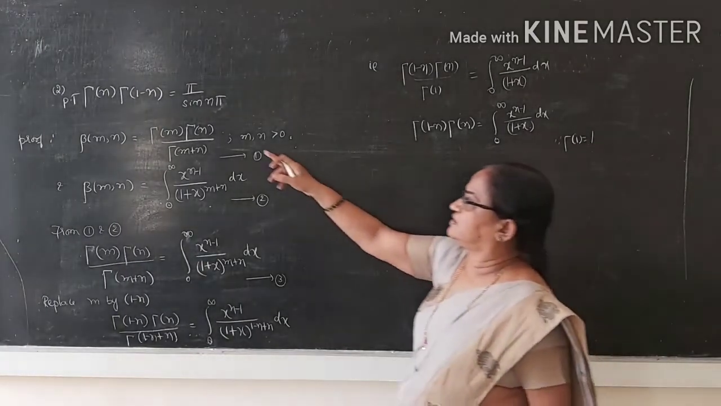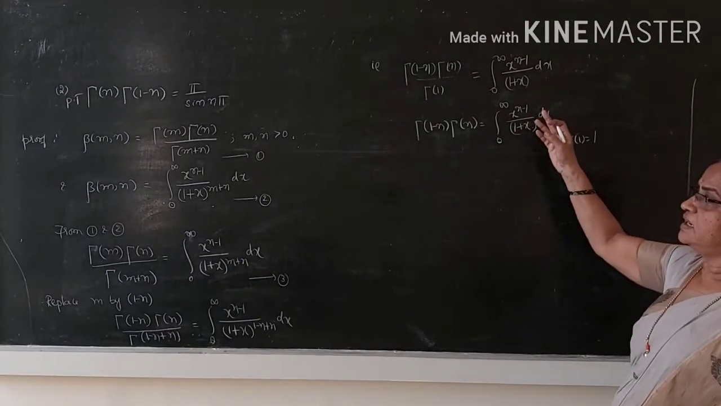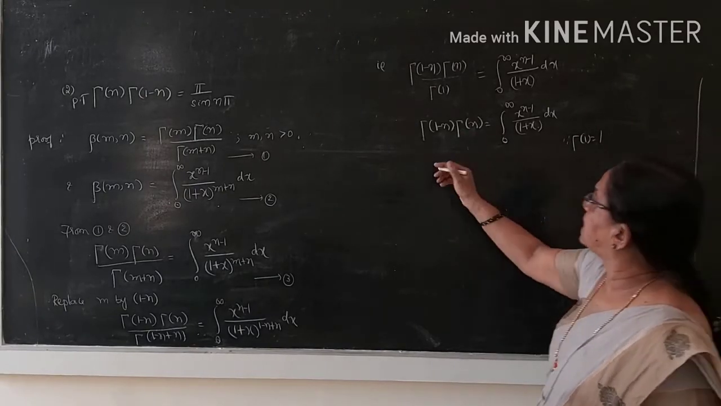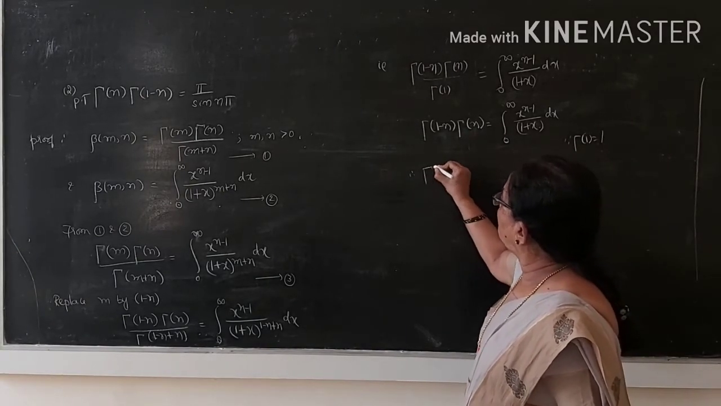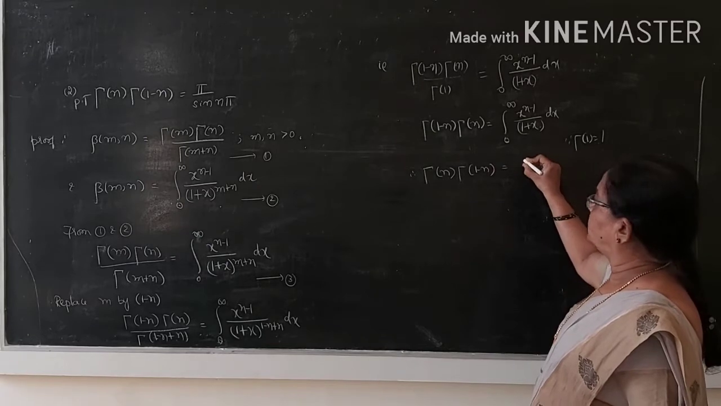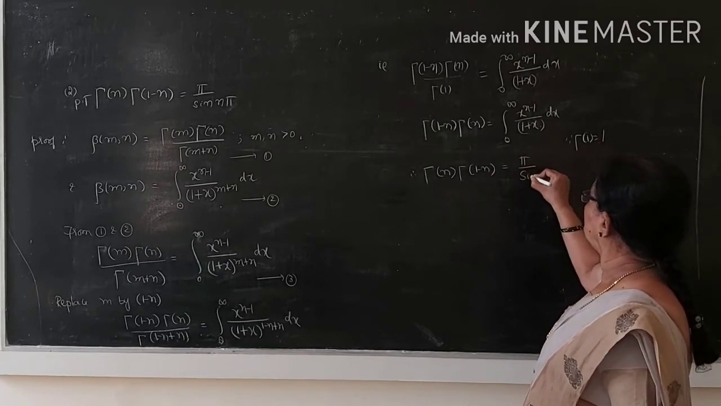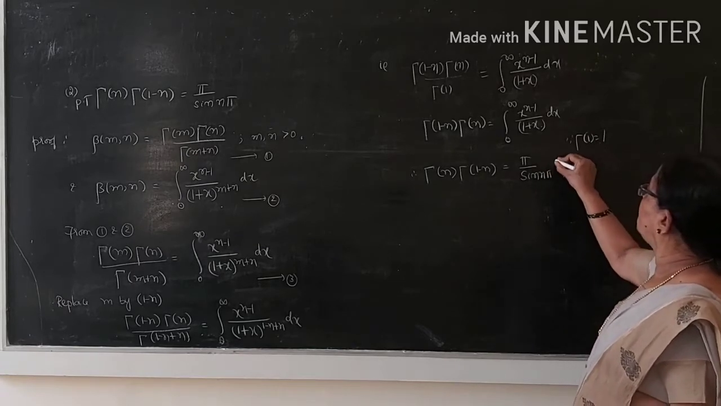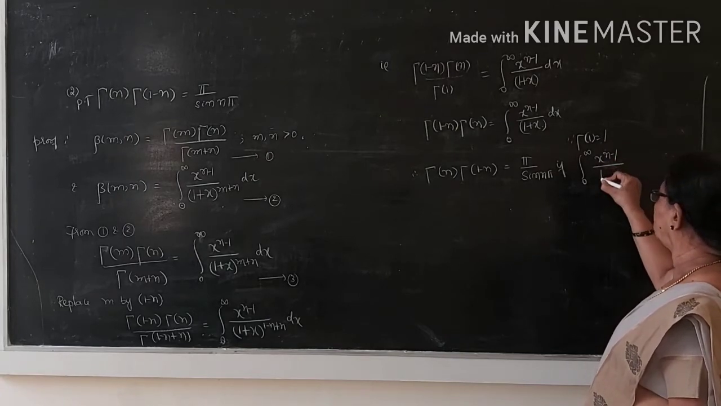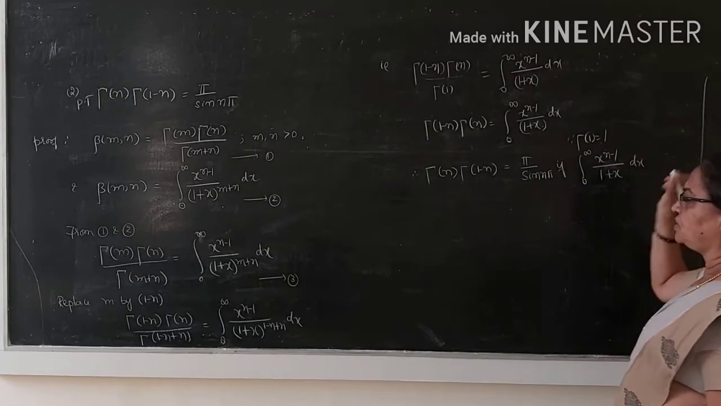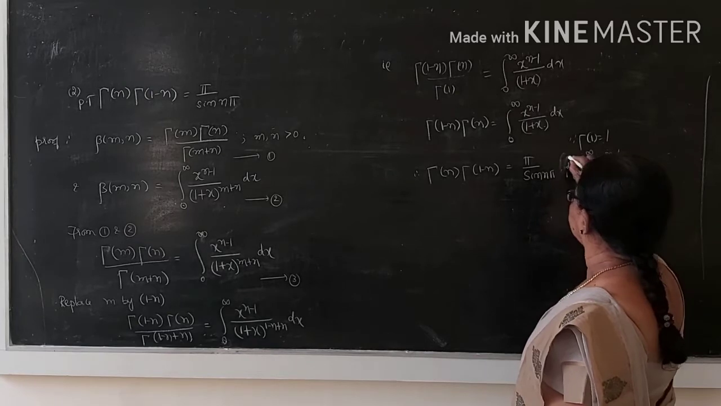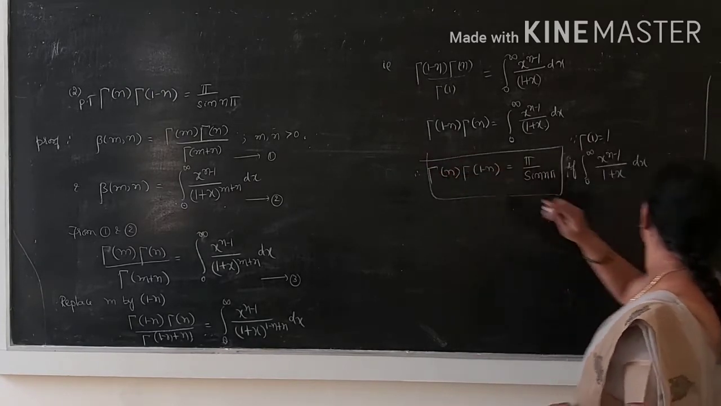Now I look at this result. To this result, if this integral is going to be pi over sin n pi, then this value becomes that much. Therefore, gamma of n into gamma of 1 minus n is equal to pi over sin n pi if integral 0 to infinity x to the power of n minus 1 over 1 plus x into dx equals pi over sin n pi. Hence the result. Okay.